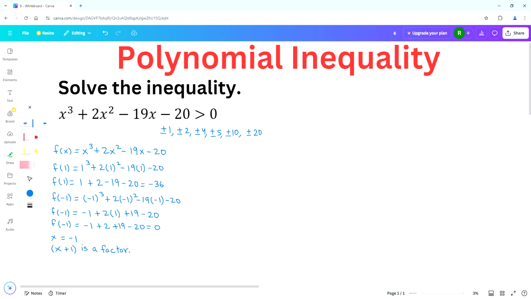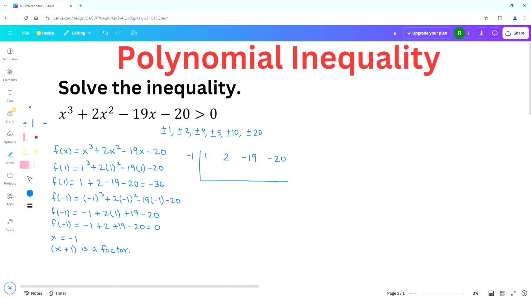Now we have to find the other factors for this cubic polynomial. We should do polynomial division. We can do either polynomial long division or synthetic division. In this video, I'll do synthetic division because it's faster. For the synthetic division, the first step is to write the coefficients of the cubic polynomial. Next, we write the x value from the factor on the left side.